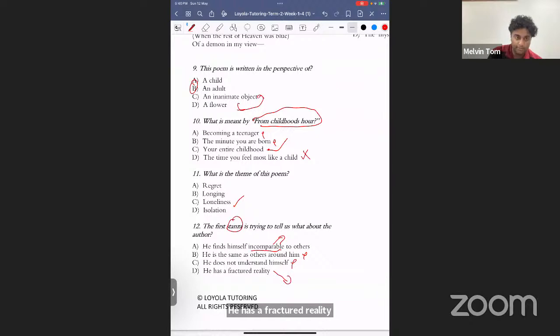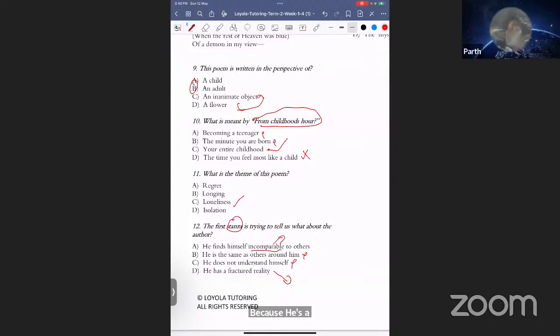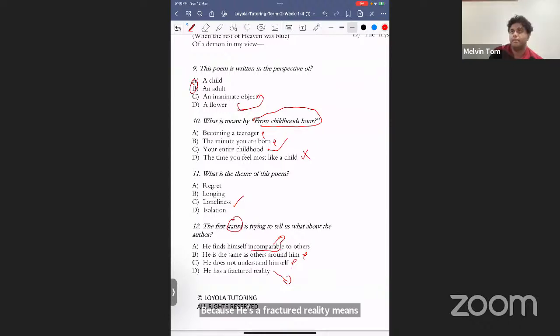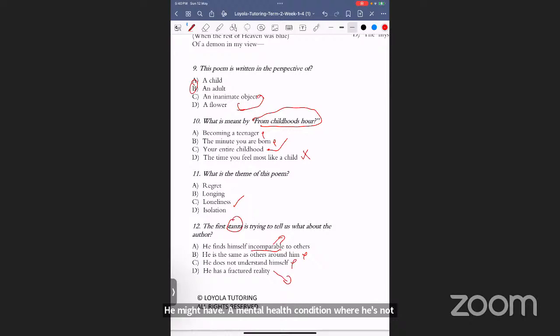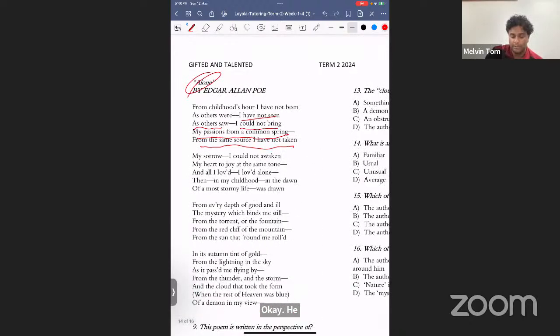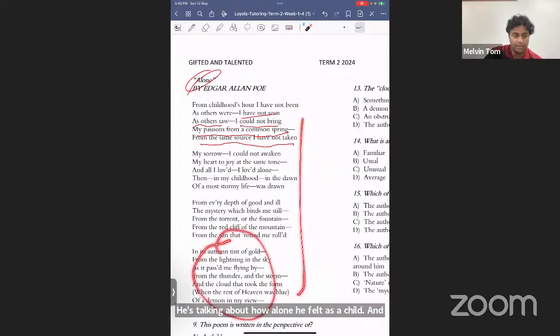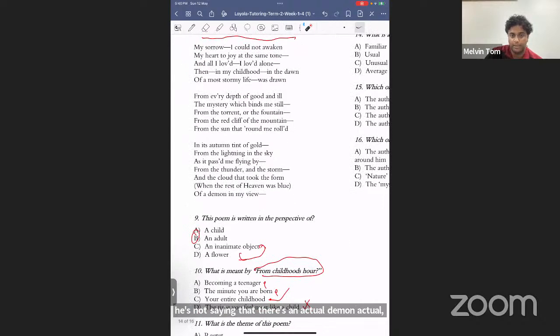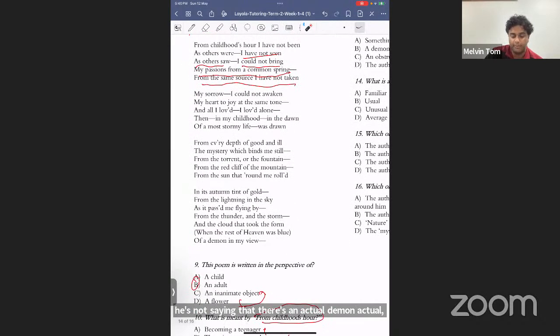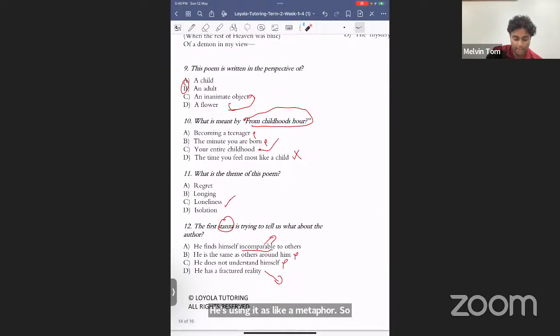This is a bit rough because a fractured reality means that he might have a mental health condition where he's not seeing things as they really are. But that's not true. He's talking about how alone he felt as a child. And he's not saying that there's an actual demon in the sky shooting down lightning or anything. He's using it as a metaphor. So he doesn't have a fractured reality. So of all of them, the best one is A.